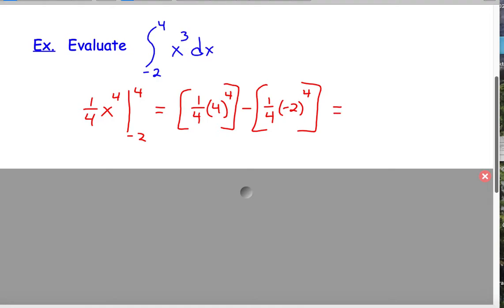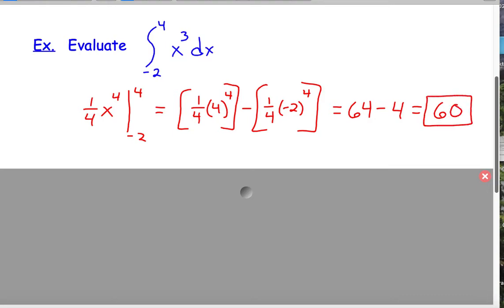So 1/4, 4 to the 4th. One of the 4's cancels. 4 to the 3rd is 64. And then the negative to the 4th is going to become positive. That's 16 over 4 is 4. And so we should get 60.